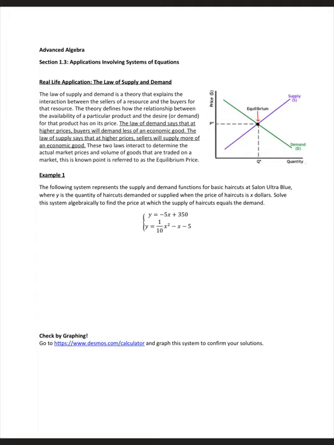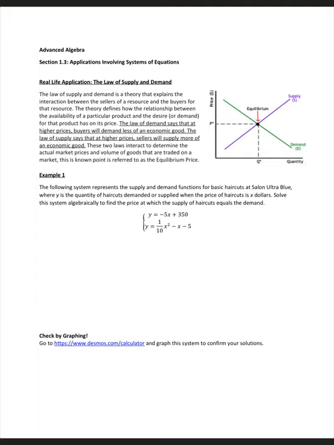As you can see to the right, I have a system of equations that's been graphed for you. The green part of the graph represents the demand. The demand says that the lower the price, the more of a demand. So that's why it's decreasing in a negative direction.